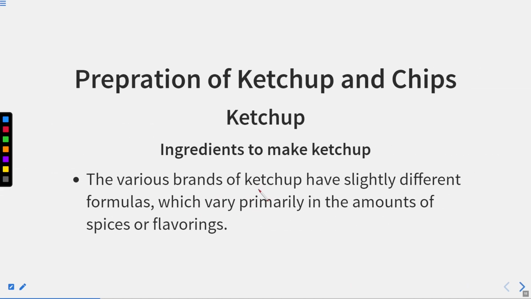The various brands of ketchup have slightly different formulas, which vary primarily in the amount of spices or flavoring. So we have so many brands of ketchup available today in our market, right? But they differ. What is the formula that gives this different taste of the ketchup? Because of the spices they are using, because of the flavorings they are using, the ketchup taste gets different, right?